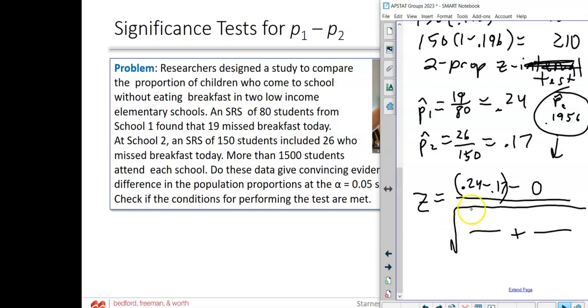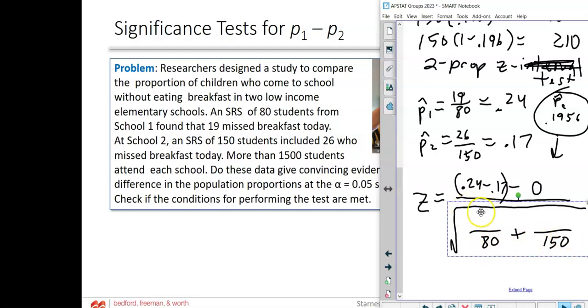So instead of np, it's going to be n for the first one. So n for the first one was, I believe, 80. So 80 times 0.1956. And then 150 times 0.1956. And then n was, what am I doing? I'm sorry. Thinking of a different formula there. Okay, the denominators are 80 and 150. Sorry about that. N1 and N2.